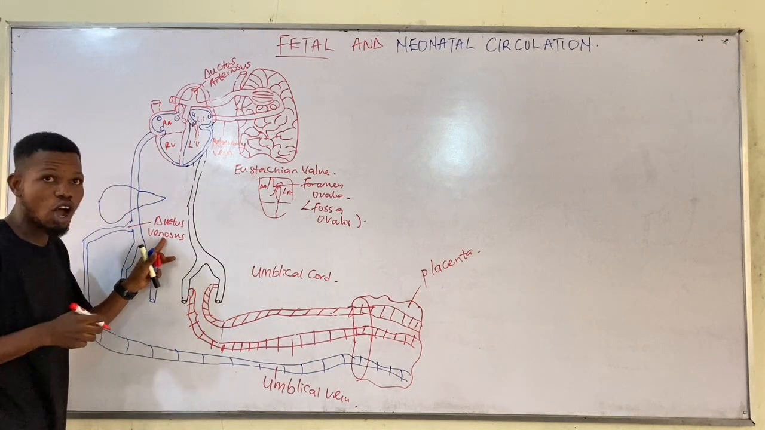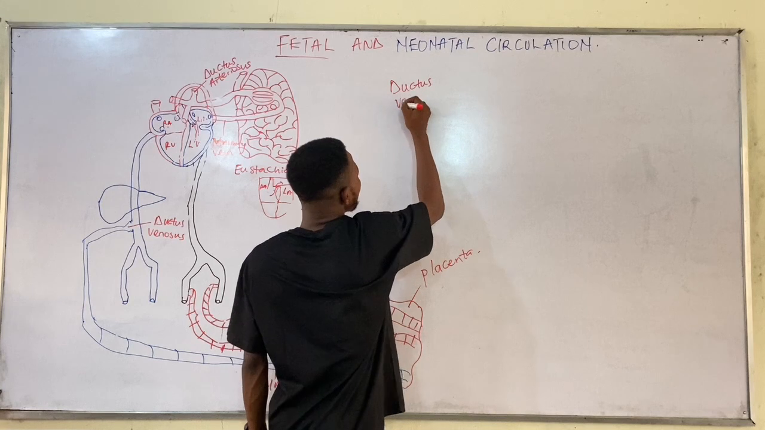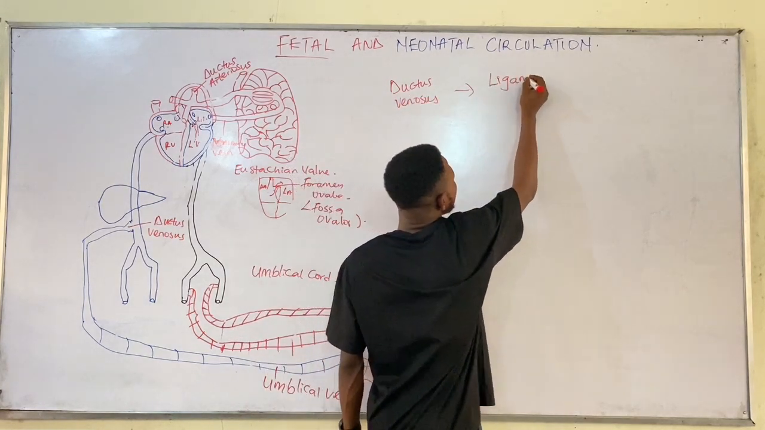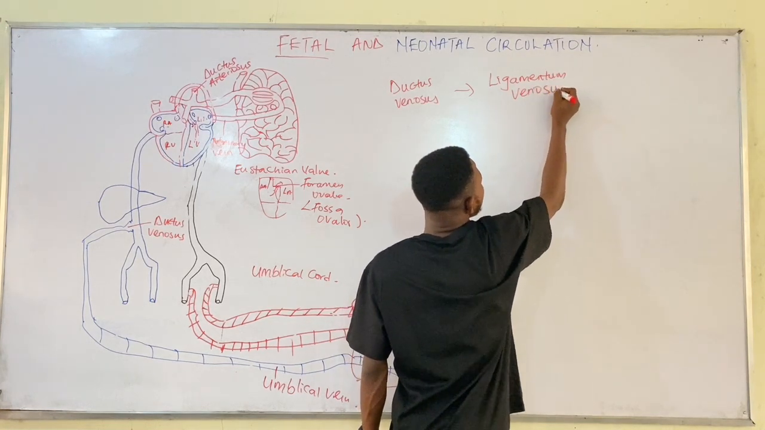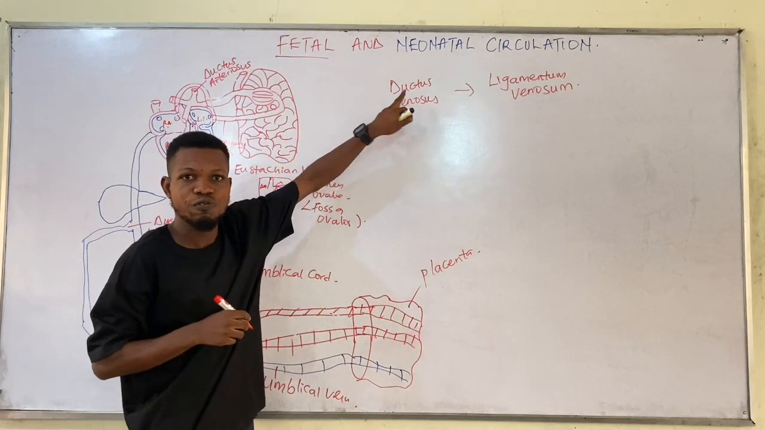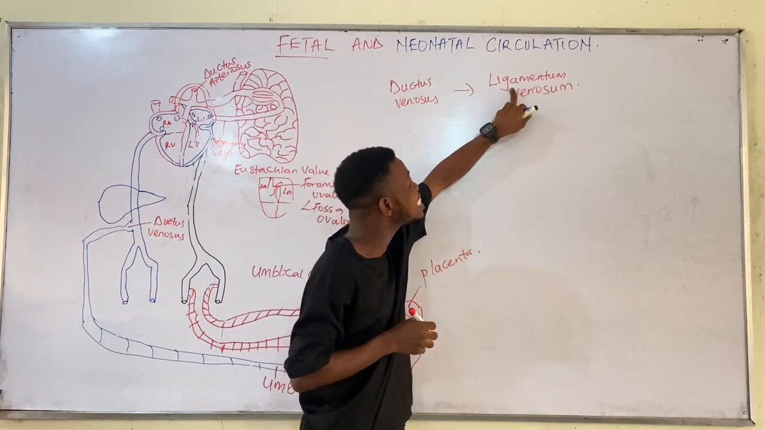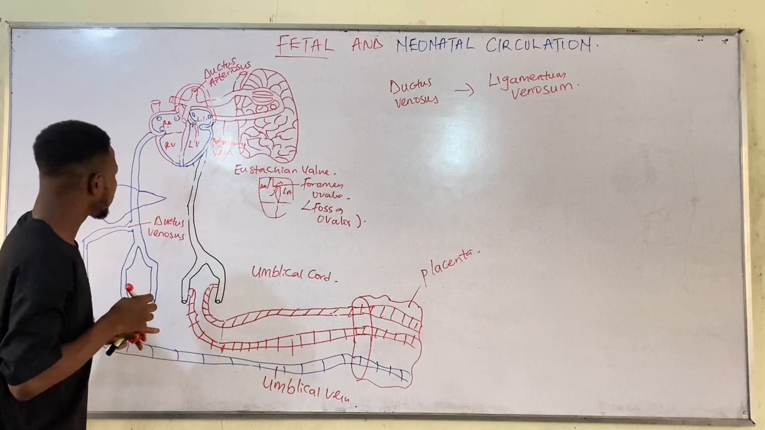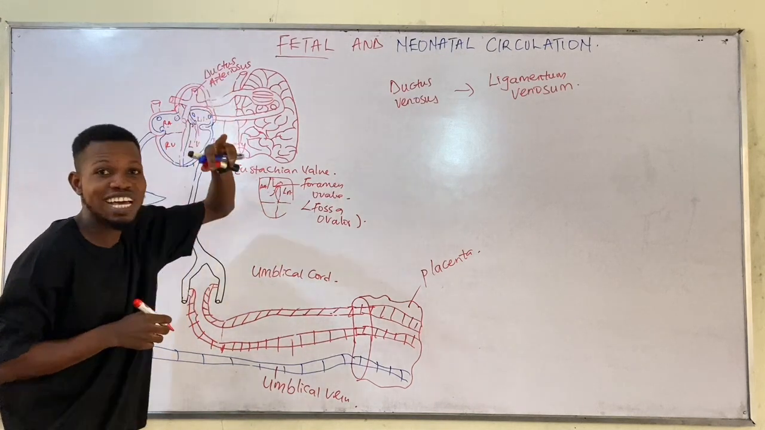First of all, the ductus venosus in the fetus will become the what? Ligamentum venosum in adult life, in neonatal life. Do you get what I'm saying? So this is what we call the fetal shunt, but in adult life, in neonatal life, it becomes the ligamentum venosum. Then the next one is the what? Yeah, the ductus arteriosus that connects the pulmonary trunk to the aorta in fetal circulation.